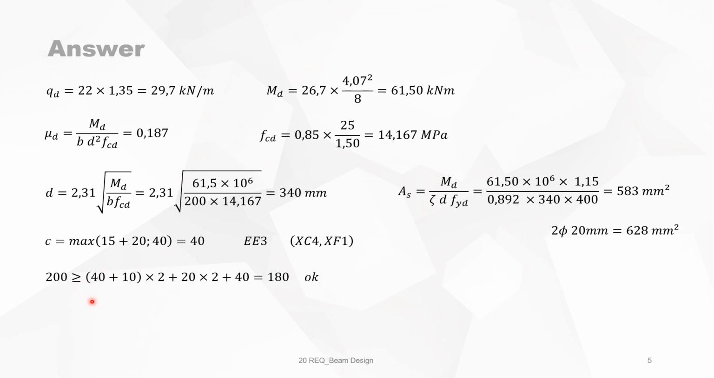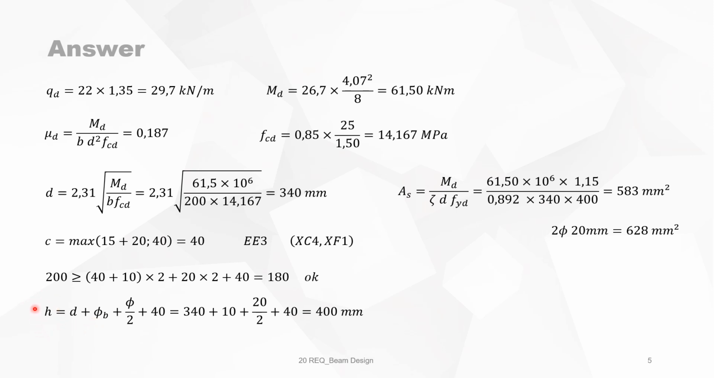We check first the width of the beam. The width is 200 and must be bigger than the concrete cover 40 plus the stirrup diameter, times 2 because you have left and right, plus 2 times the diameter 20, and the clear distance between the two reinforcement bars is 40 millimeters. So it makes 180, so this is okay.